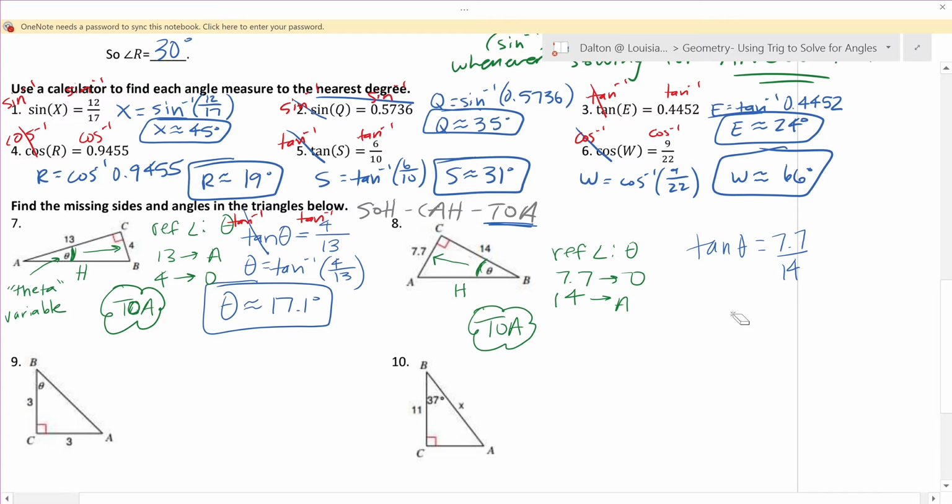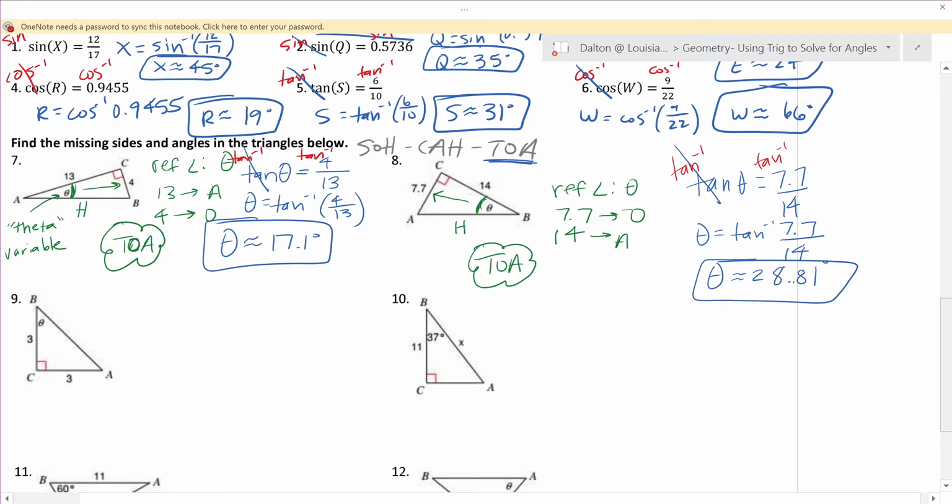So here's the deal. We're solving for an angle. If I'm trying to get an angle by itself, I need to get it out of tangent. To do so, I'm going to take the tangent inverse of both sides. When we do that, on the left side, tangent inverse and tangent cancel. And I'm left with theta equals tangent inverse of 7.7 over 14, and that's what you plug into your calculator. So second tangent, 7.7 divided by 14, and you should get theta as approximately 28.81 degrees.